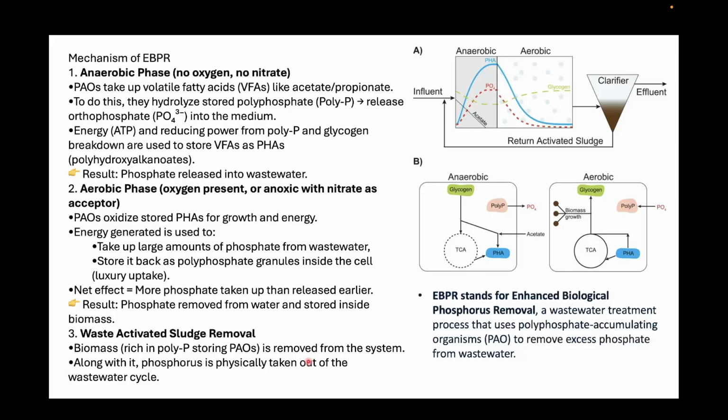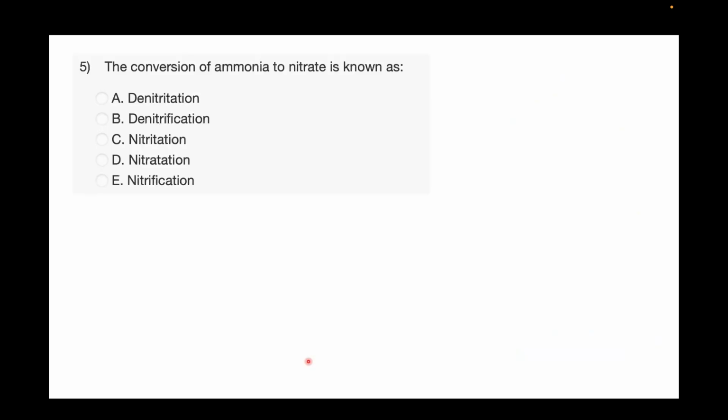Okay. So moving ahead, question number 5 on the screen. The conversion of ammonia to nitrate is known as dash. This is an easy question now after 4 questions. Conversion of ammonia to nitrate is known as dash. Option A, denitritation. Option B, denitrification. Option C, nitritation. Option D, nitratation. Or E, nitrification.